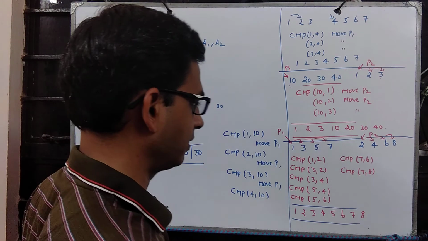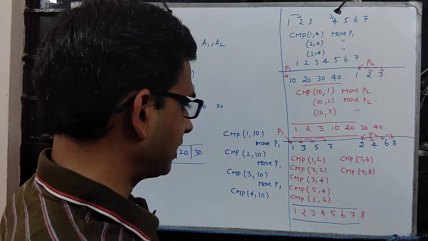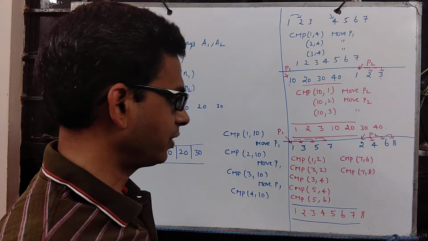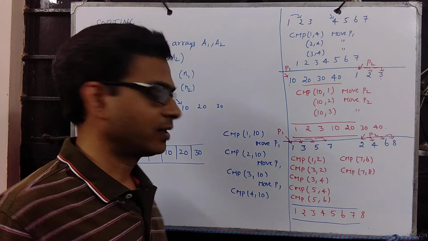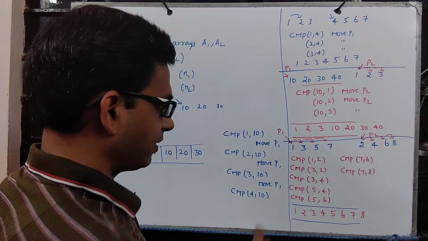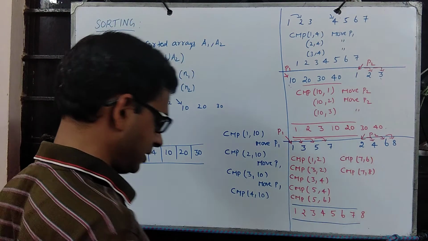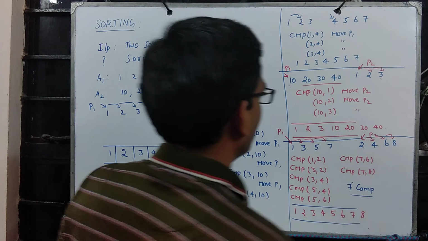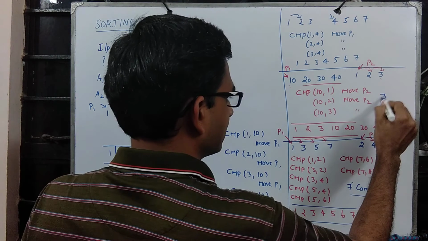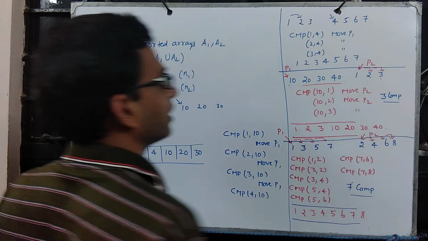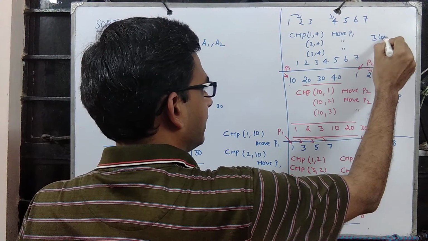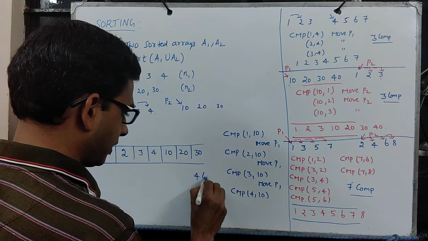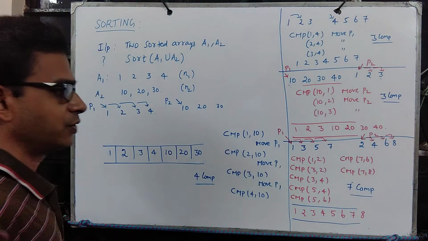A2, it is just one element. So now you see that compared to other examples, this example is taking more comparisons, correct? So you can see that for this input, this strategy is taking 7 comparisons, and over here we see that it is 3 comparisons, over here also it is 3, and over here it is 4 comparisons, and so on.